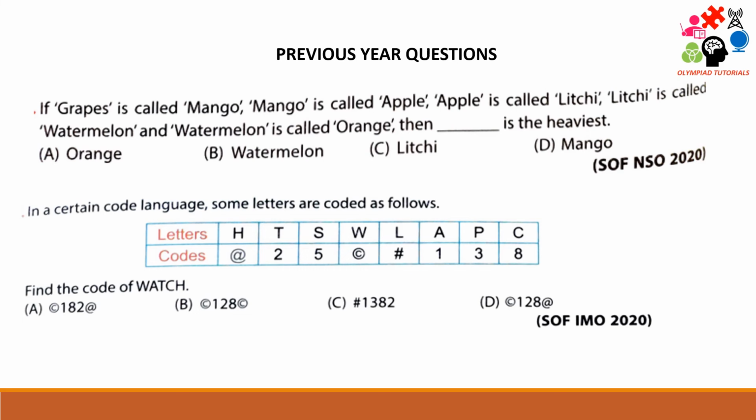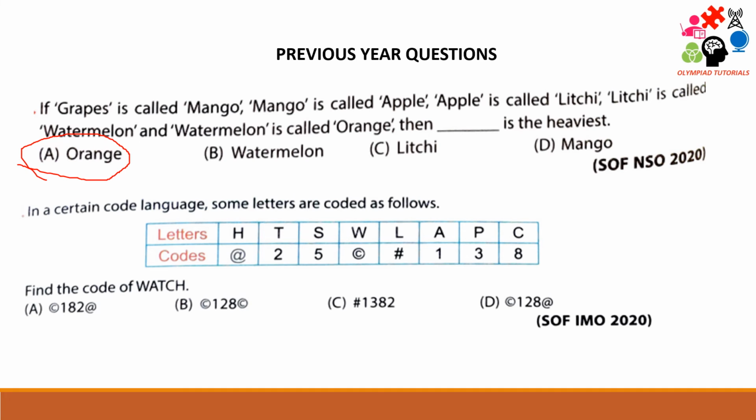But the substitution of watermelon is orange. So here you'll have the option A, orange. This is the heaviest. Option number A, orange, is going to be your correct answer. This question was asked in National Science Olympiad of 2020.